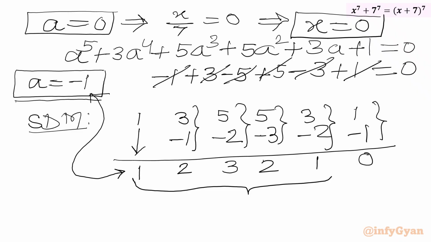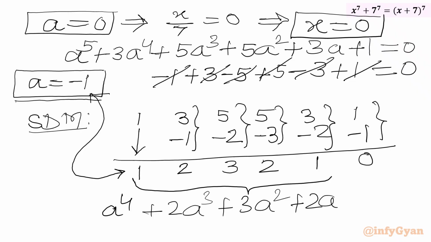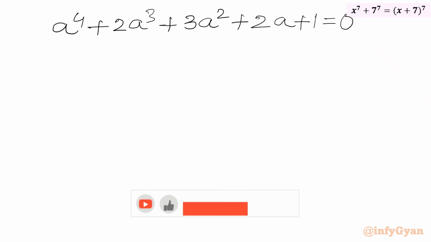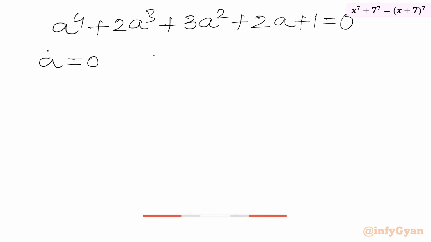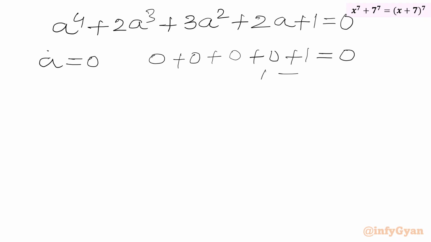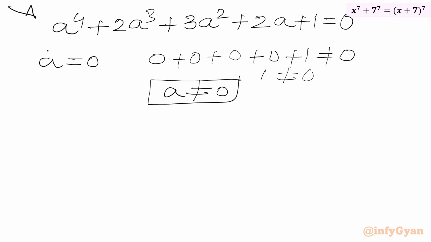So I can write our equation: a^4 + 2a^3 + 3a^2 + 2a + 1 = 0. Let me write our equation here. Now I will check our equation at a = 0. So 0 + 0 + 0 + 0 + 1 = 0? So 1 cannot be equal to 0. So we can say a cannot be equal to 0 for this equation.